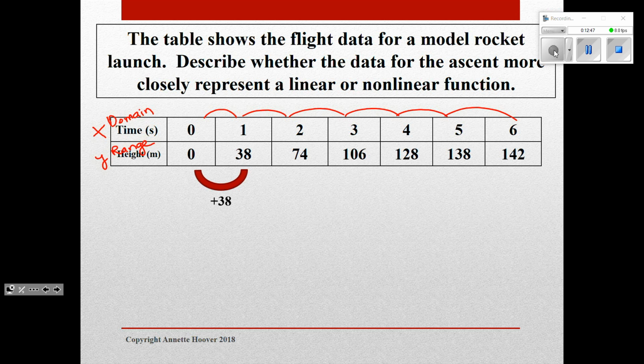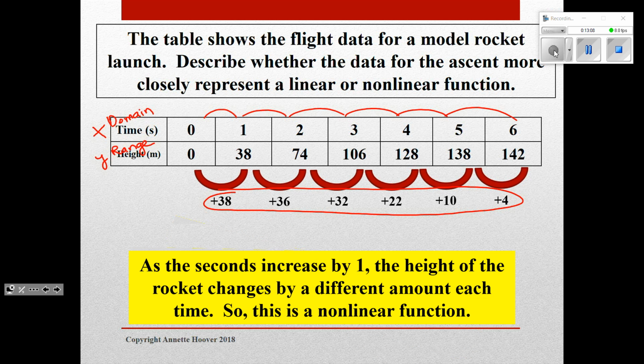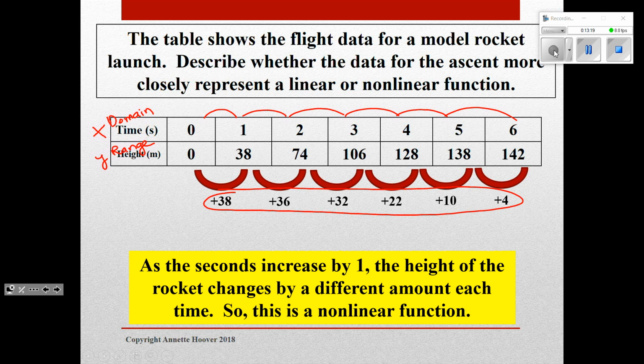Look down at the range. From 0 to 38 is plus 38. From 38 to 74 is plus 36. So already we know that this is not going to graph as a linear function because there is not a constant change in the y values. So if I were to graph these ordered pairs, it would not create a straight line. As the seconds increase by 1, the height of the rocket changes by a different amount each time, so this is nonlinear.